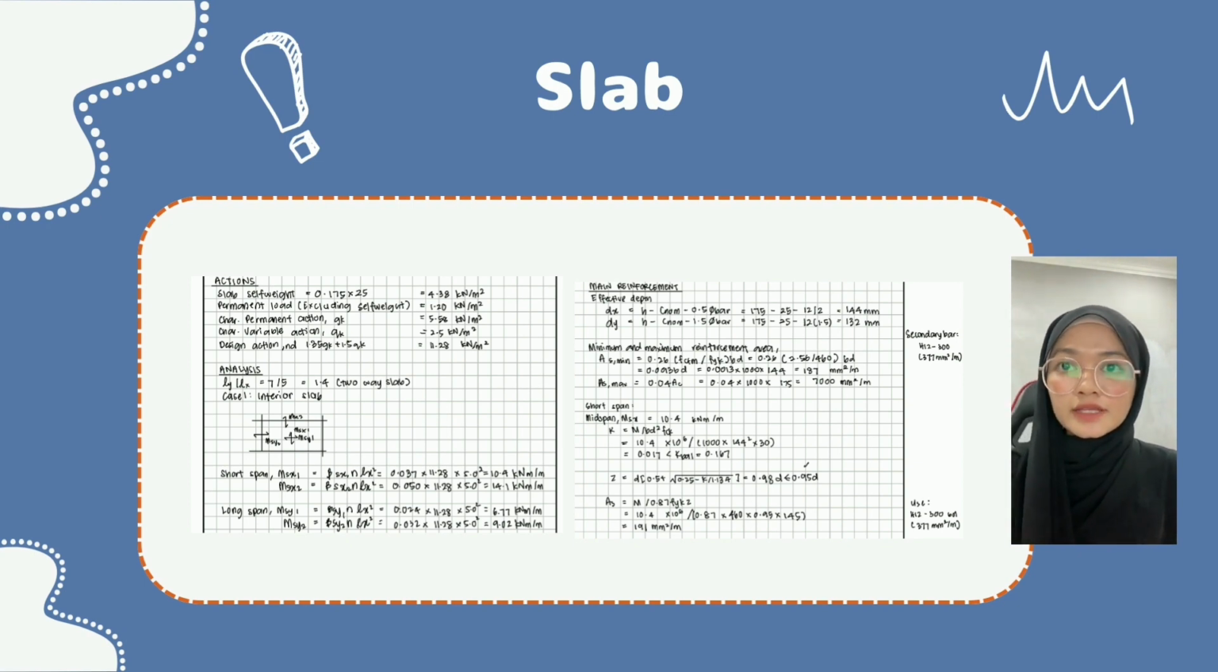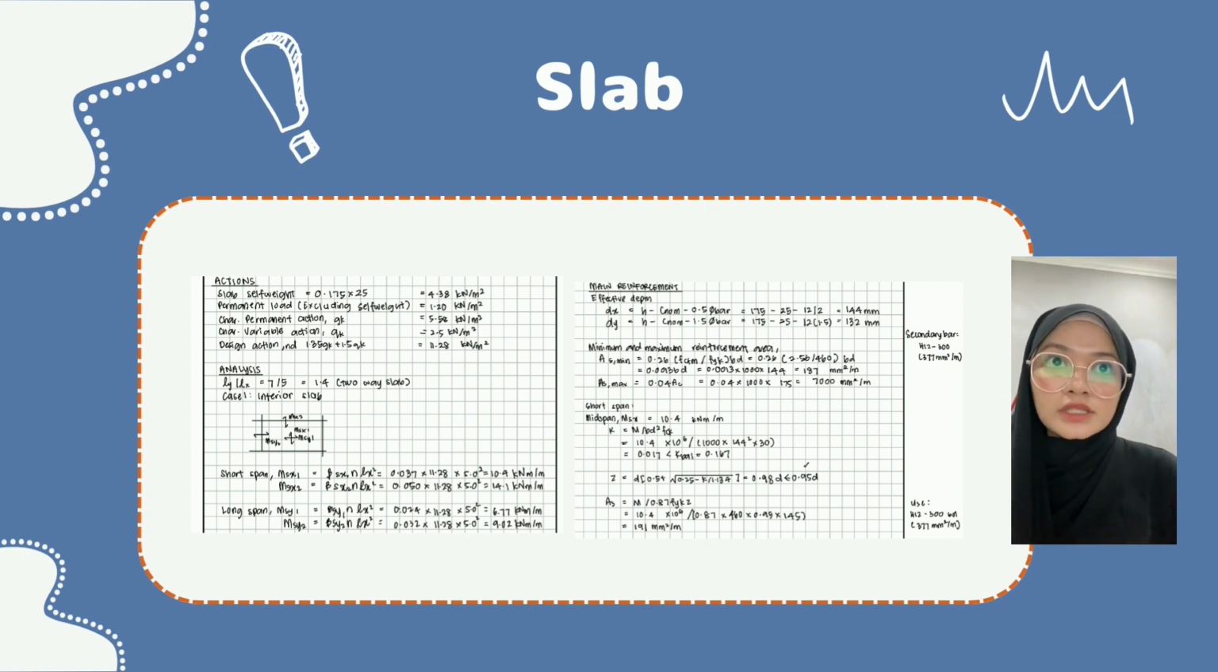After that, I find the short span MSX1, MSX2, and the long span MSY1 and MSY2. So I get the MSX1 is 10.4 kN per meter, and the MSX2 is 14.1 kN per meter, and the long span MSY1 is 6.77 kN per meter, and the last one is MSY2 9.02 kN per meter.